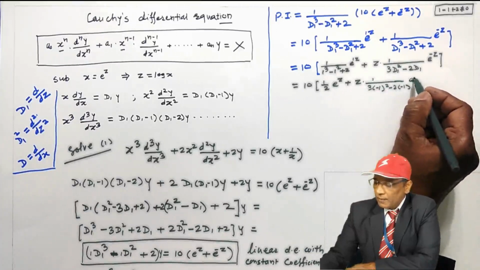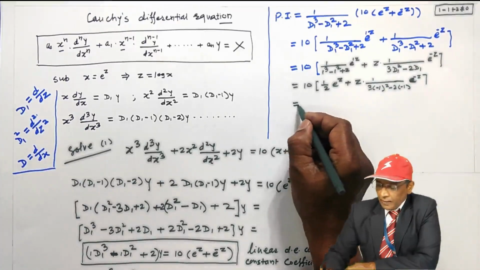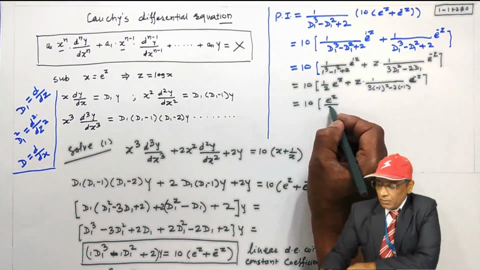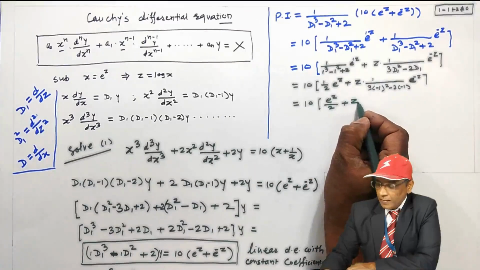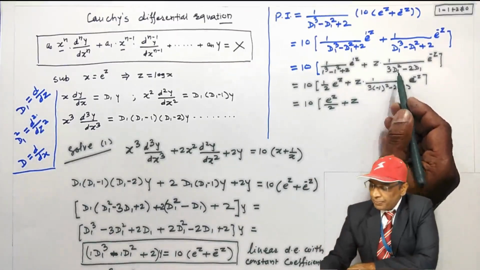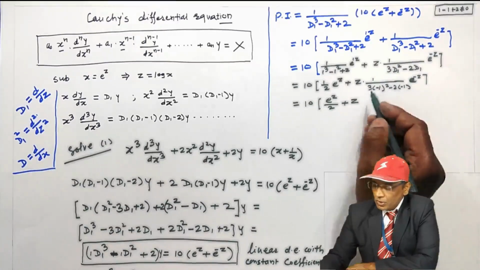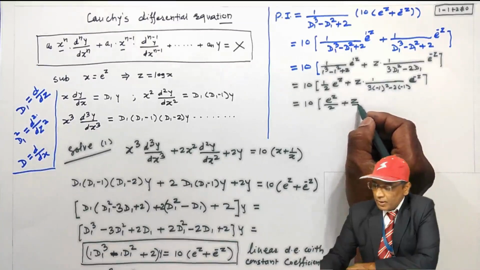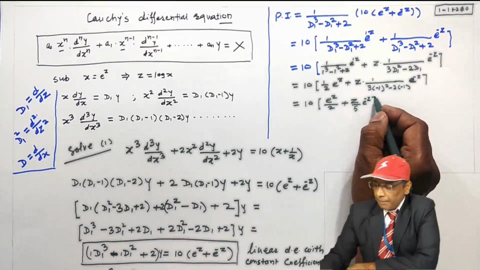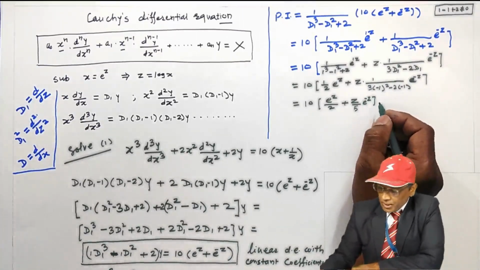Do it very carefully. Minus z is there. Okay. Then 10 e power z by 2 plus z. What is this? This value, minus 1 square. Minus 1 means 3 plus 2 is 5. I am writing 5 here, e raised to power minus z. In this way, we found the particular integral in terms of z.